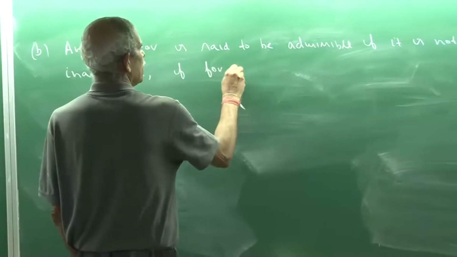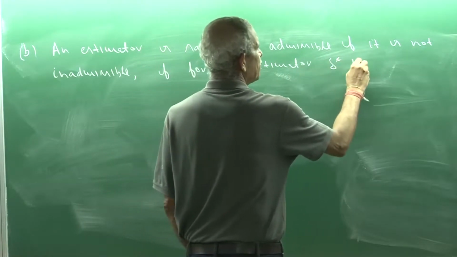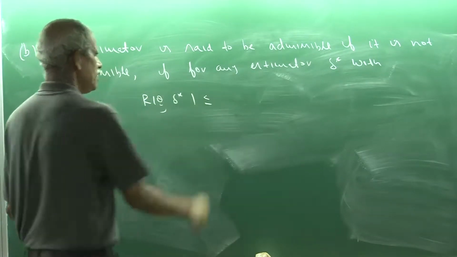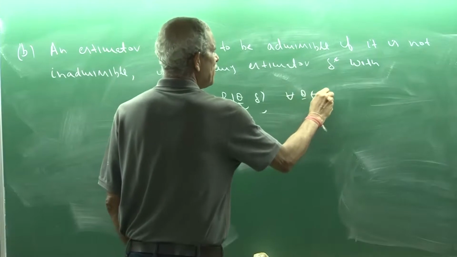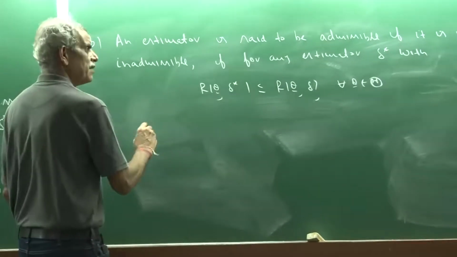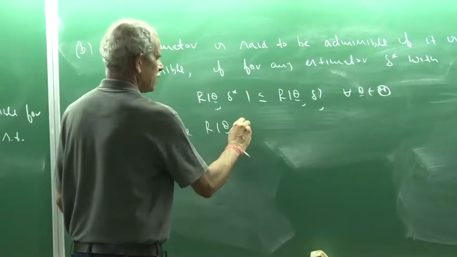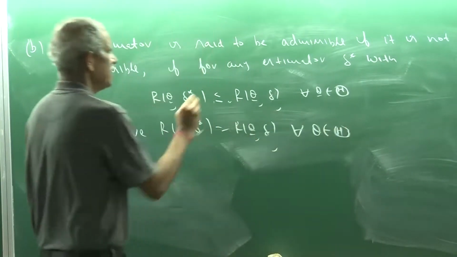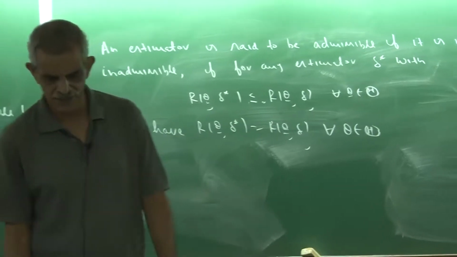If for any estimator delta star with r theta delta star less than or equal to r theta delta, if this happens, it should not be inadmissible, so that would imply r theta delta star is the same as r theta delta for every theta. Because if there is a strict inequality at some theta, it would become inadmissible. But it is not inadmissible. So that's a very simple mathematical definition of admissibility.